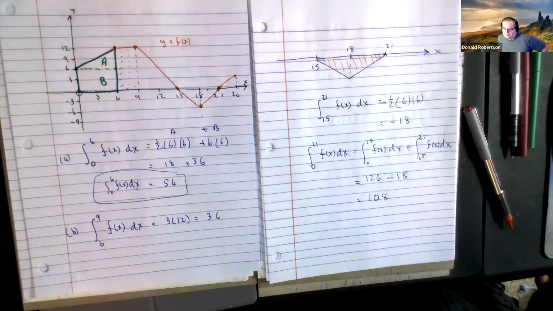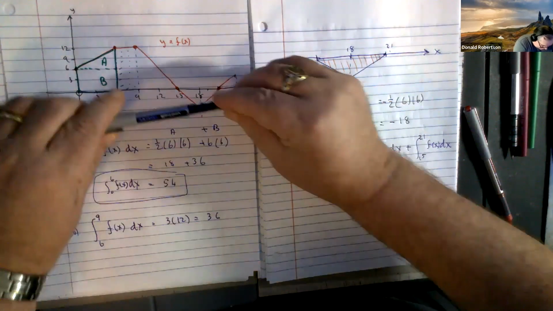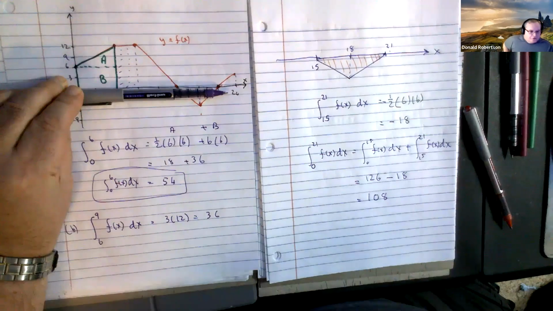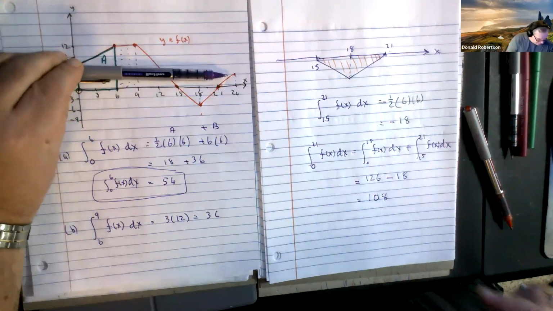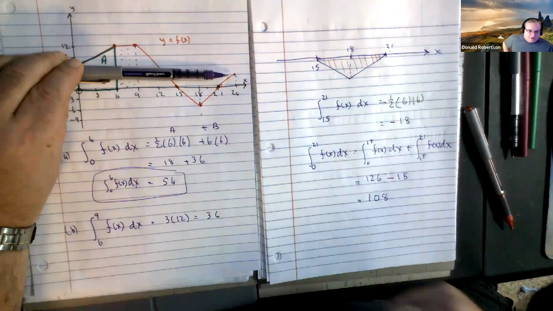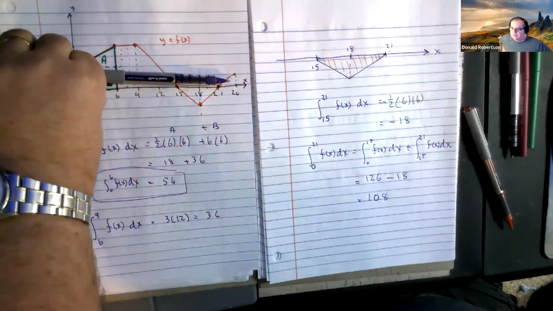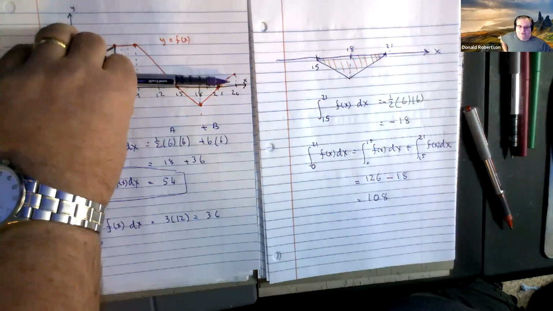Are you okay with that concept, that we talk about areas under curves and positive answers and negative answers happen? If the curve is above the x-axis, your answer is positive. If the piece you're talking about is below the x-axis, then that will be a negative contribution to the area under a curve.